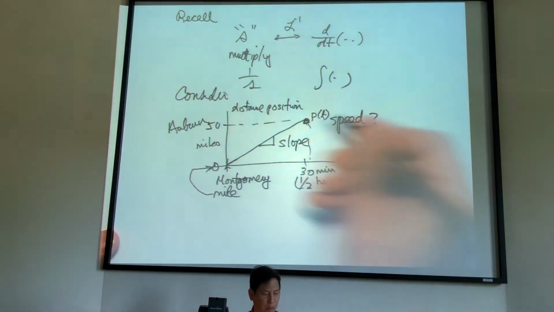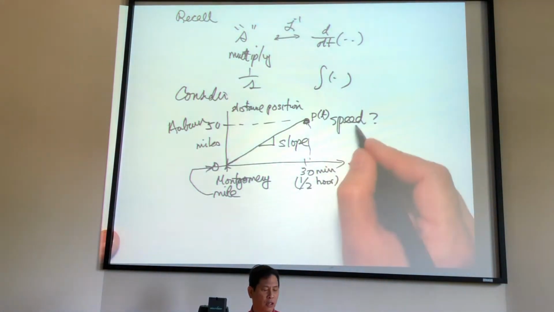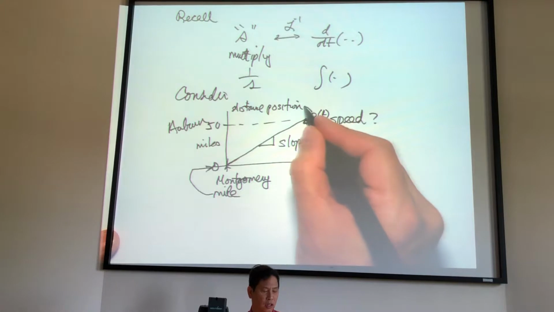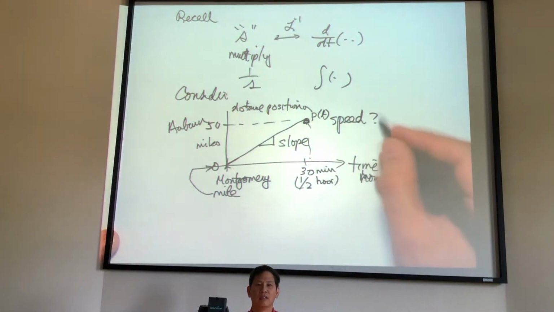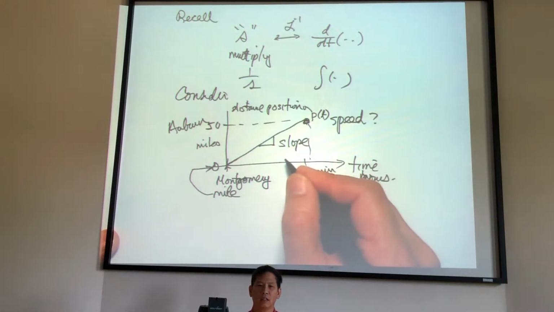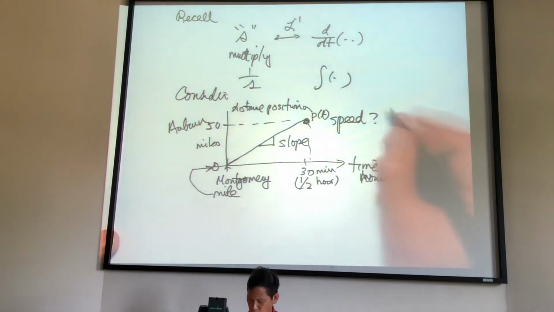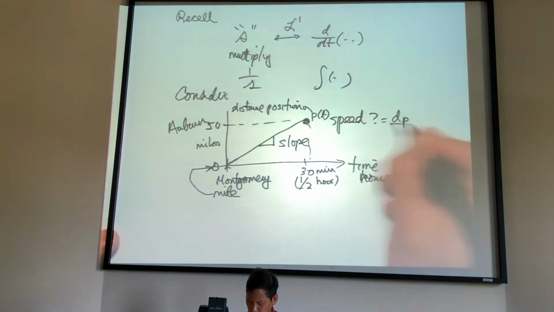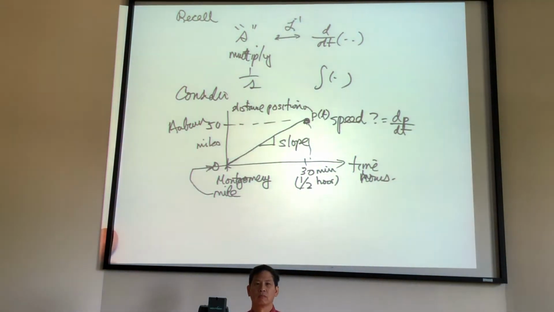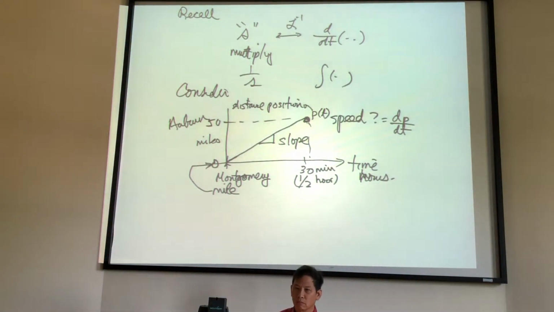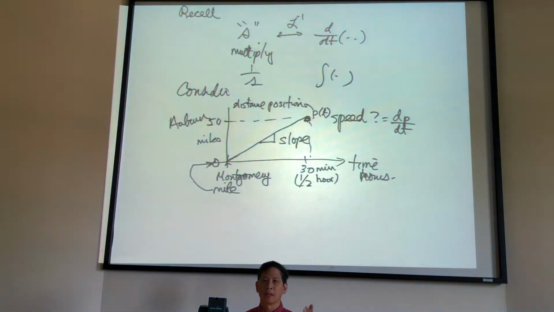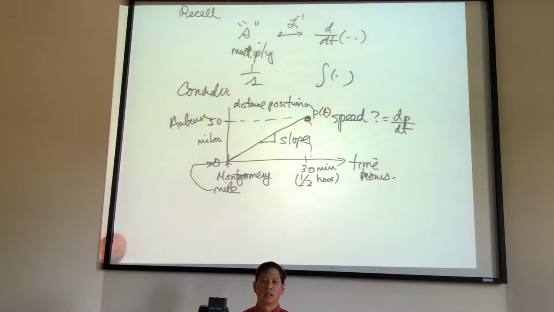Let's see, my position is p of t. What is the relationship of speed to position? How do I find the slope of a line? I've got to do differentiation, right? Speed is equal to dp/dt. But somebody said rise over run, okay, rise over run.